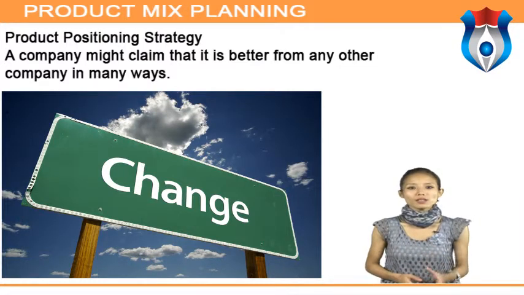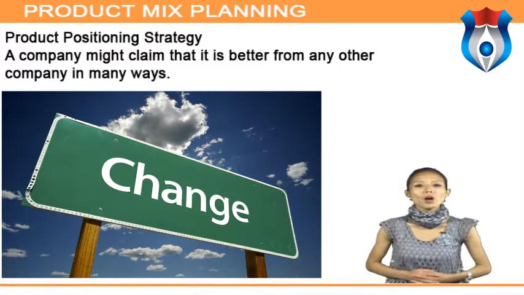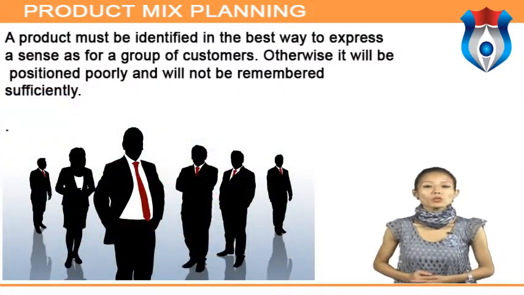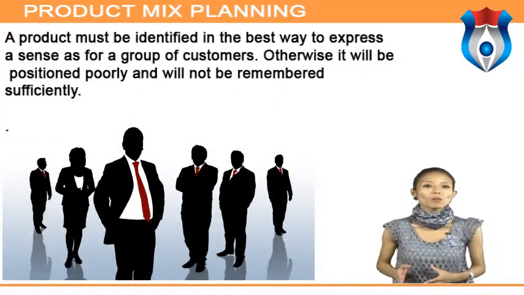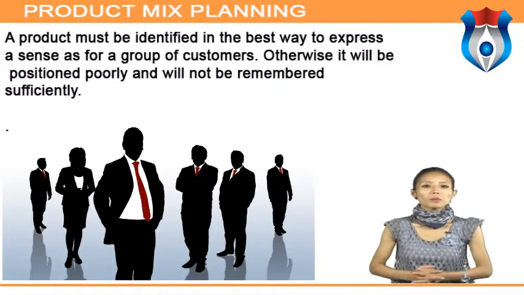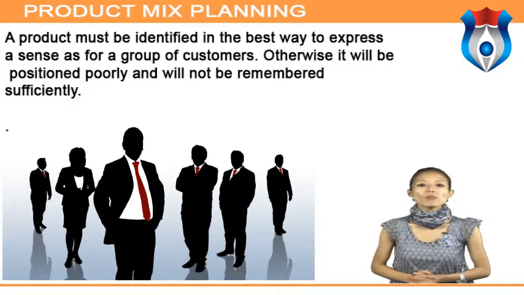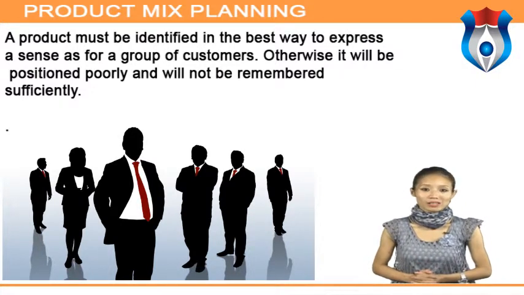Rice and Trott considered positioning primarily as a communication application. A product must be identified in the best way to express a sense for a group of customers. Otherwise, it will be positioned poorly and will not be remembered sufficiently. What we remember are the first or the best products appearing.